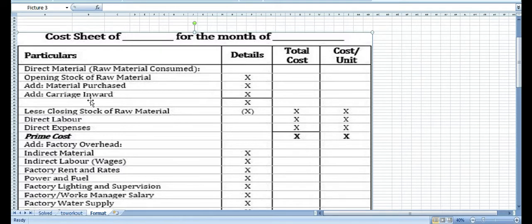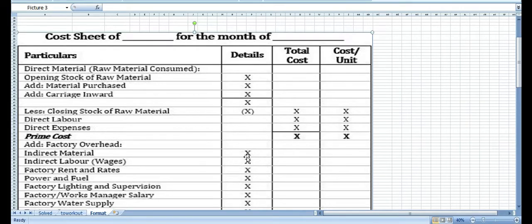Whenever you see carriage inward in the problem, you can consider that it was a direct raw material transportation cost. So the direct material cost is the opening stock of raw material plus material purchases plus carriage inward, minus the closing stock of raw material. We have to subtract the closing stock of raw material. Once you do this, we get the direct raw material consumed. So direct raw material we have identified. We will add it with direct labor and direct expense to form the prime cost.